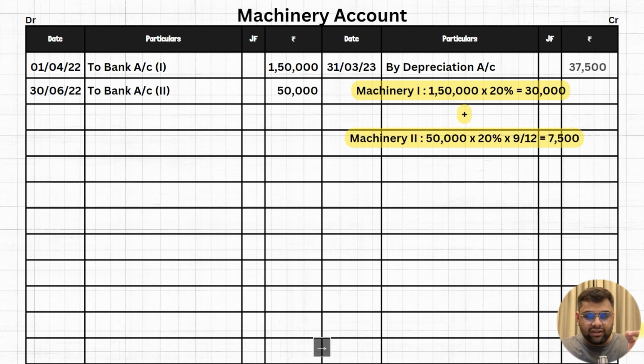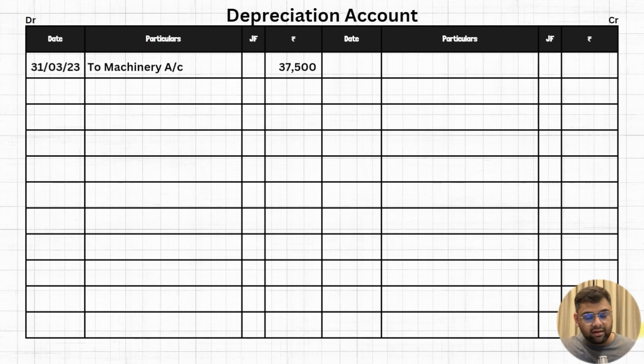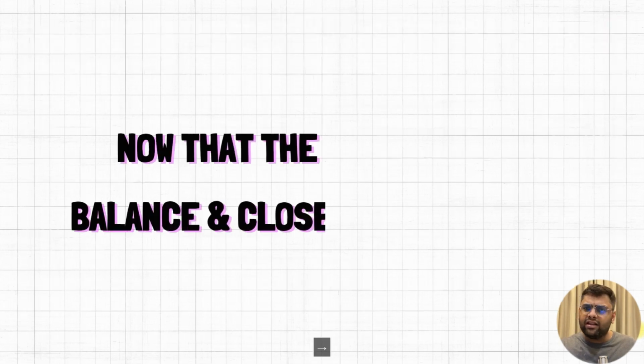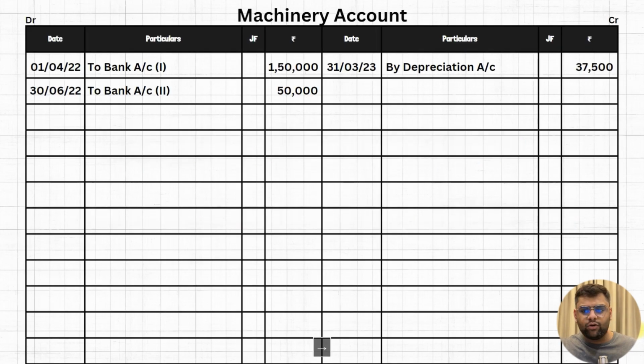Total depreciation being 37,500. इसका second effect जाएगा depreciation account में. On the debit side, 31st March 23, again the last date of the year, to machinery account 37,500. Now that the year is over, we balance and close both the accounts. Go to machinery account first.